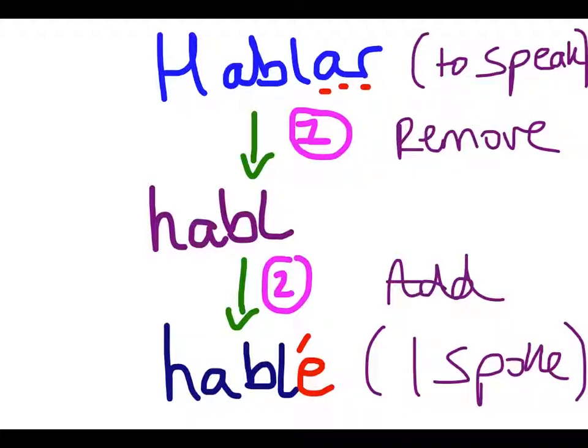So let's imagine, instead of saying to speak, I want to say I spoke. My first step is to remove the AR. And my second step, because I want to say I spoke, is to add an E with an accent, which creates hablé, which means in English, I spoke. So you need to remember it's a two-step process. You first remove the two letters of the infinitive, and then you have to add the correct ending.